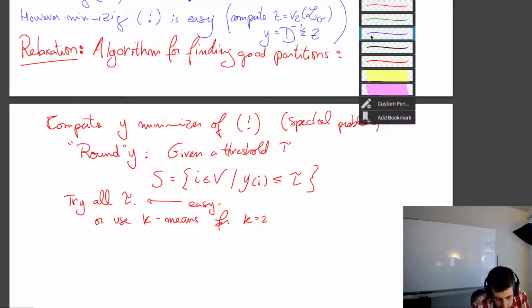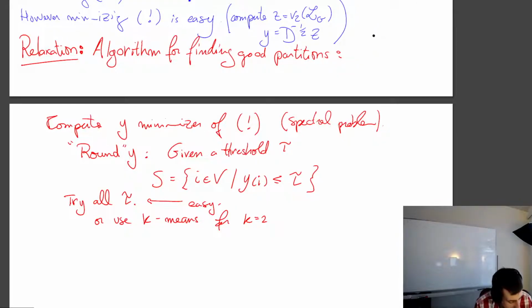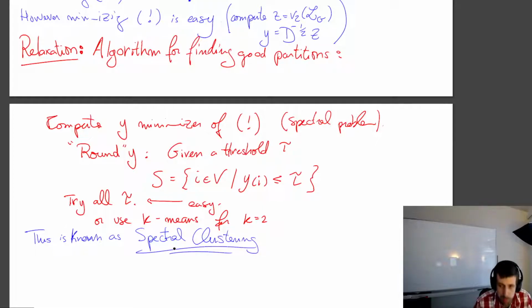Okay. So this algorithm has a name, and this algorithm is known, which probably you've heard before. This is known as spectral clustering. It's one of the most popular algorithms to cluster graphs, or even data, because from any data set, I can make a graph by connecting points that are nearby.